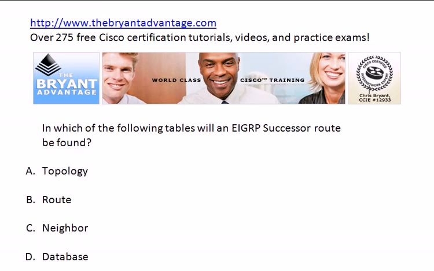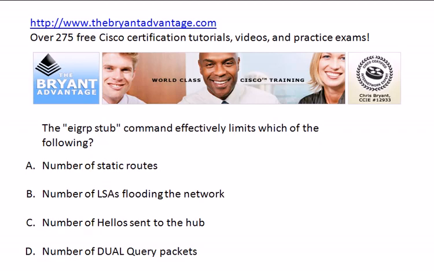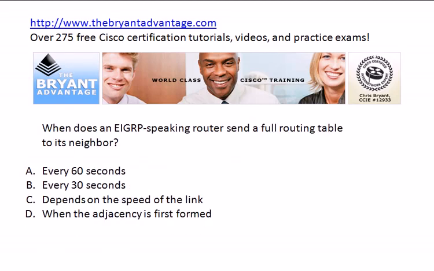In which of these tables will an EIGRP successor route be found? We'll move to the next one. The EIGRP stub command effectively limits which of the following? And we'll move to the next question.